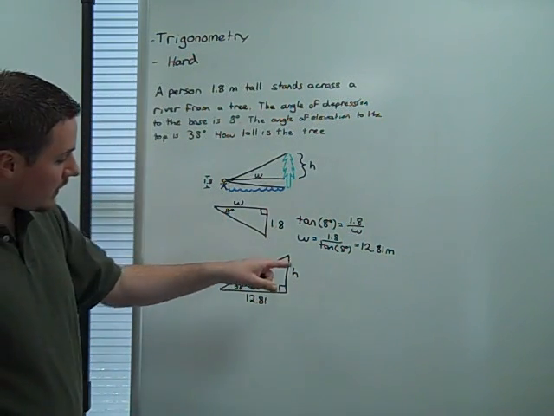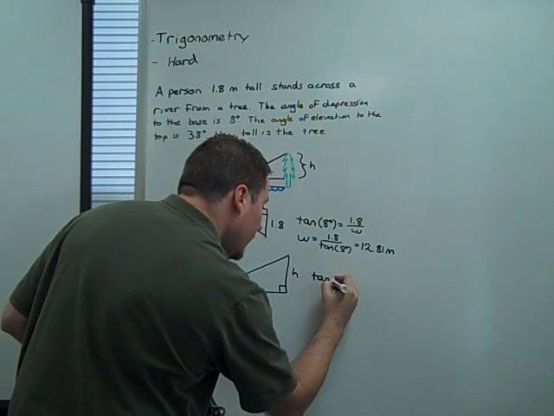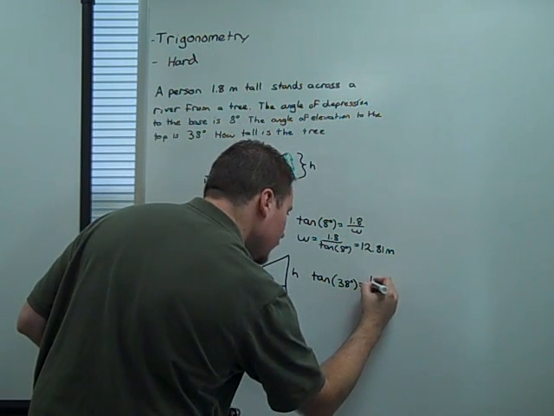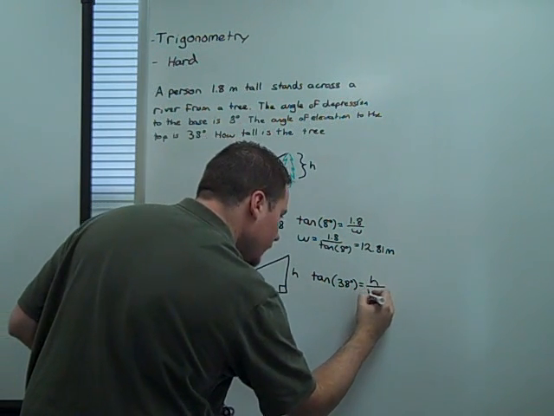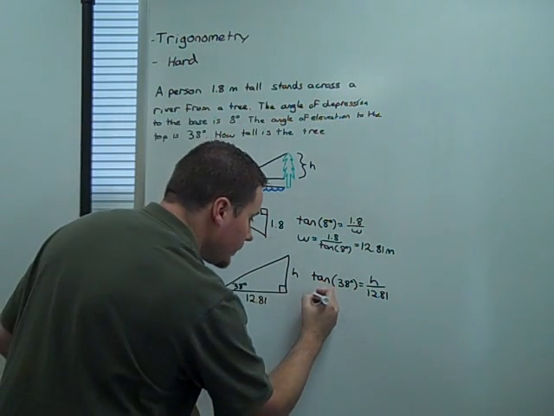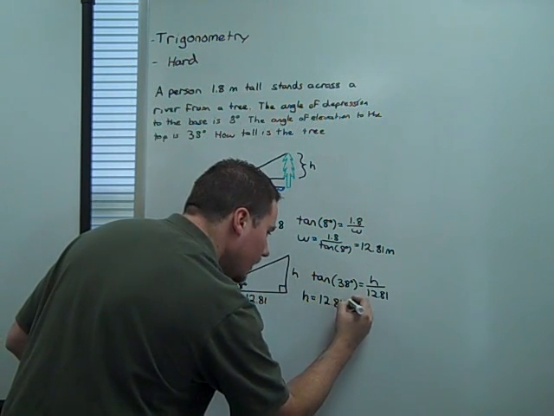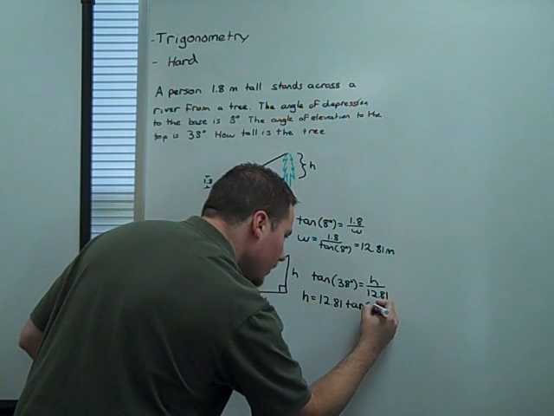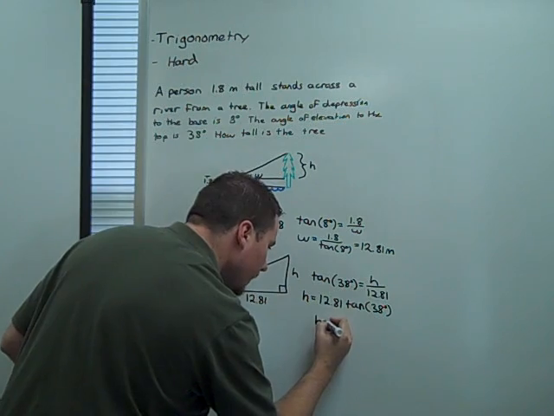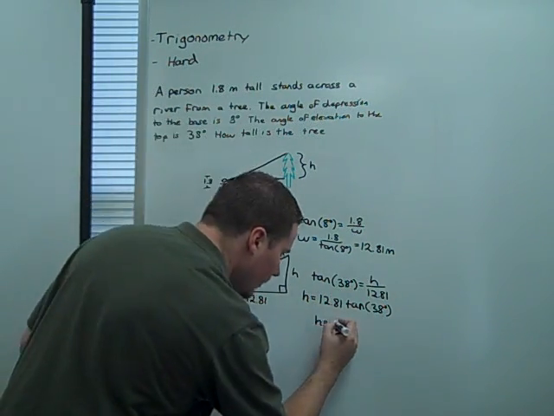So once again, we've got an opposite and adjacent, so that's a tangent. Tangent of 38 degrees is equal to h over 12.81. Solve for h by cross multiplying. H is equal to 12.81 tangent of 38 degrees. And we get the height is equal to roughly, give or take, 10 meters.